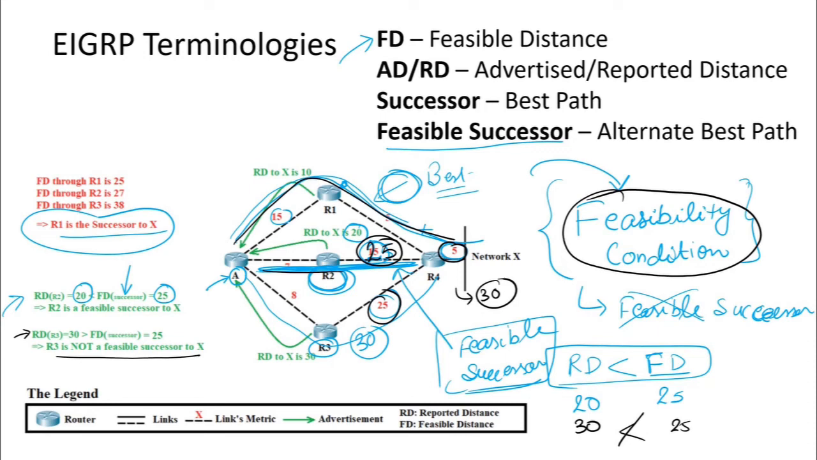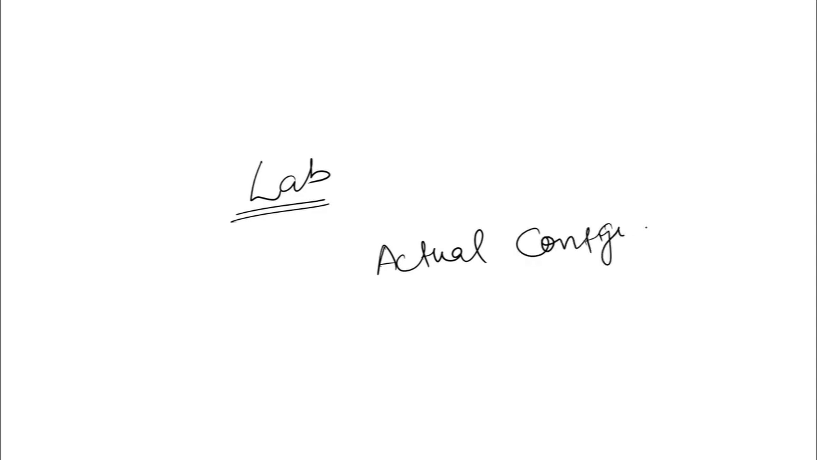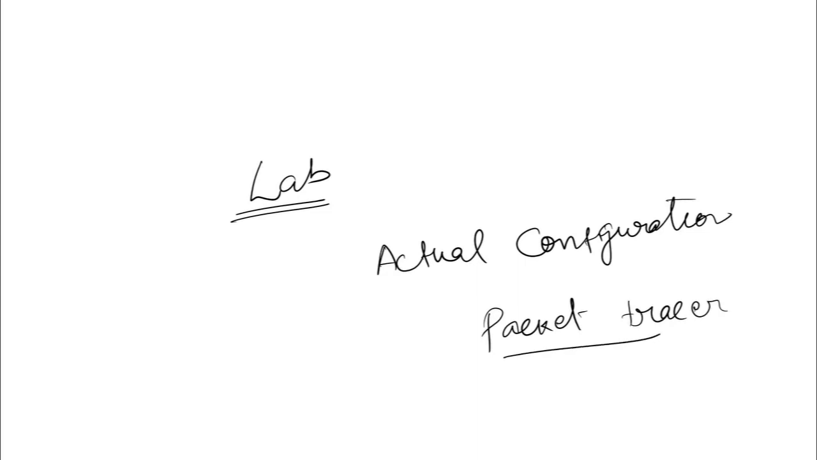Okay, guys, let's see further if we have any questions. No, we don't have. So that's it. And now we will jump to the lab, the actual configuration in the routers. I'm saying actual configuration, but actually that is going to be in Packet Tracer. And if you have any questions, you know what to do. Meanwhile, I'm going to the lab.